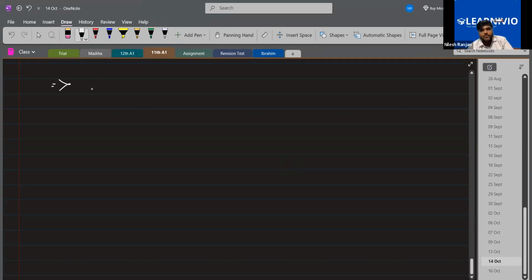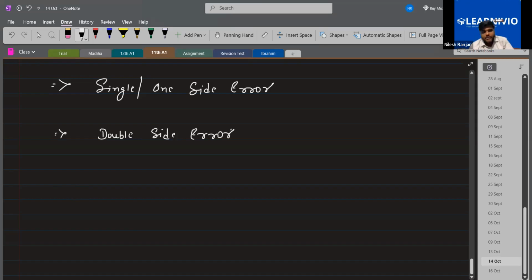First of all, there are two types of mistakes for the purpose of passing journal entries. These mistakes are divided into two parts. One is one-sided error, or single-sided error, you can say. And the second is double-sided error. An error which affects only one side of an account or one side of an entry is called a one-sided error. And an error which affects two sides, two accounts, is called a double-sided or two-sided error.